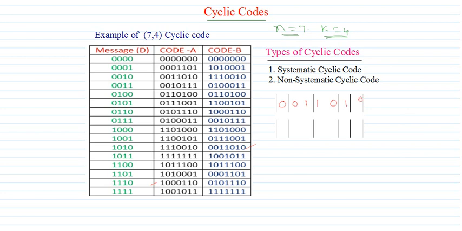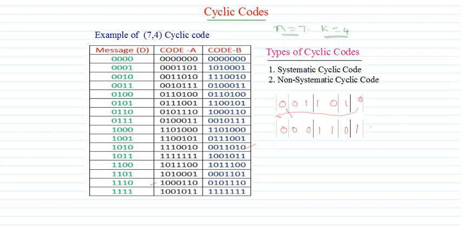Now I'll give a right cyclic shift to this. So when I give a right cyclic shift here, this bit will come to the first position, that is 0, and all these bits will be shifted. So it is 0 0 1 1 0 1 0.